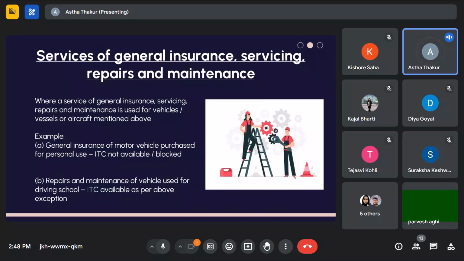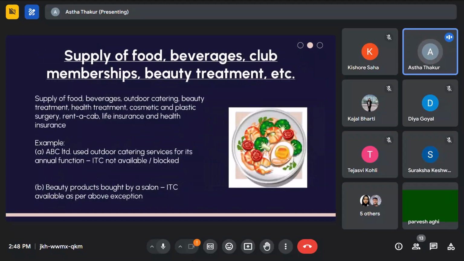So the third type is supply of food, beverages, outdoor catering, beauty treatment, health treatment, and cosmetics. Just give me an example for these. Yes, example is there. Let's say ABC Limited used outdoor catering services for its annual function, then ITC is not available. But if beauty products are bought by a salon, then ITC is available.